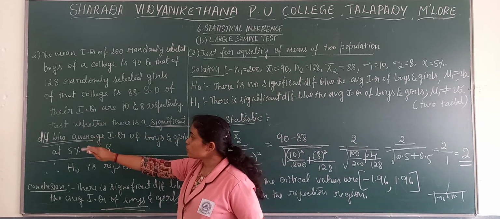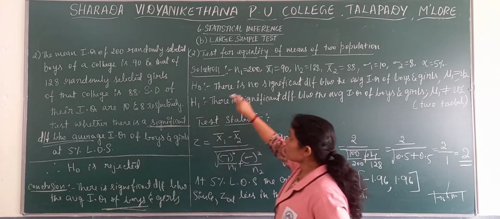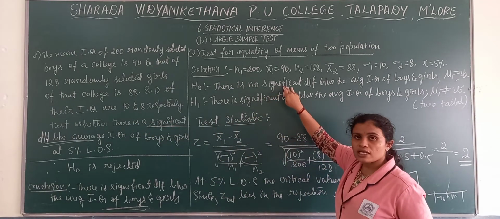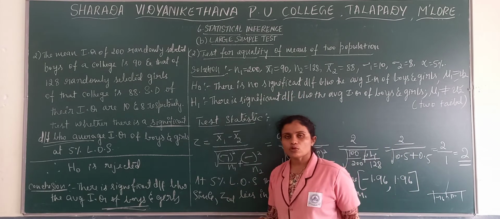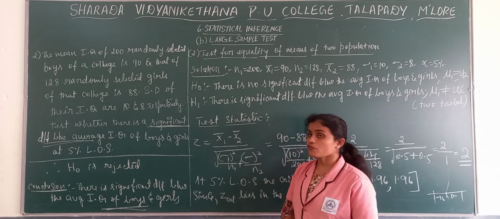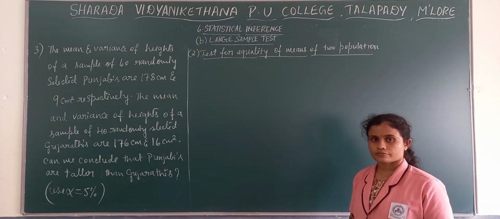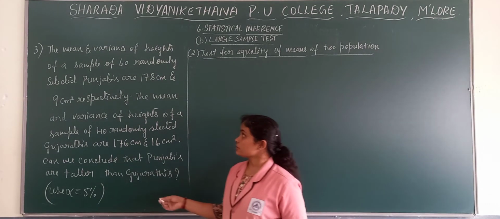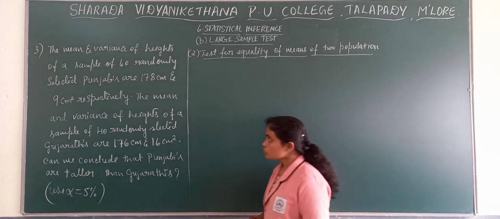In that, you check whether there is a significant difference. The difference between the first and this problem is how to take the null and alternative hypotheses. Now in this method, we will see one more problem in case of less than or more than. Now we'll see the next problem, that is the last problem in case of the second application. Now go through the problem.